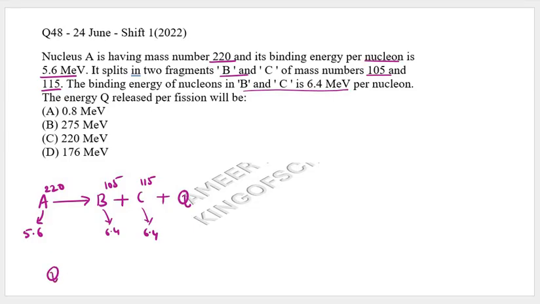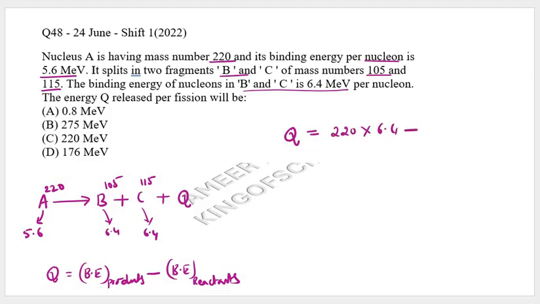We all know that the Q value of the reaction is the binding energy of the products minus the binding energy of the reactants. So the Q value will be the binding energy of the products: B is 105 and C is 115, again it is 220, each with binding energy 6.4, minus the binding energy of the reactant, that is 220 into 5.6. So Q is equal to 220 into (6.4 minus 5.6).